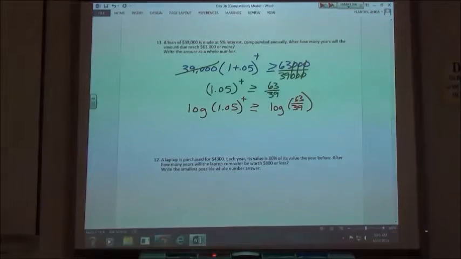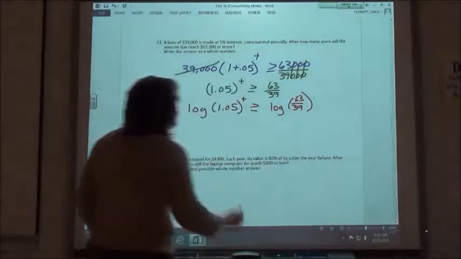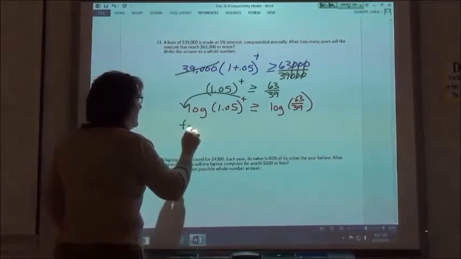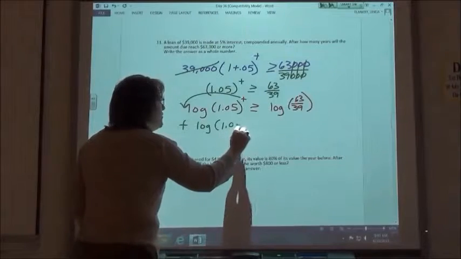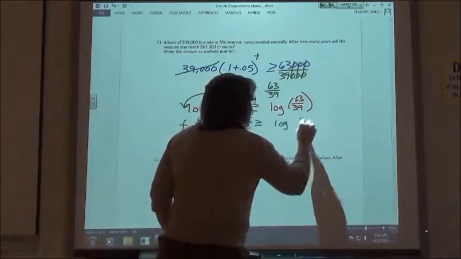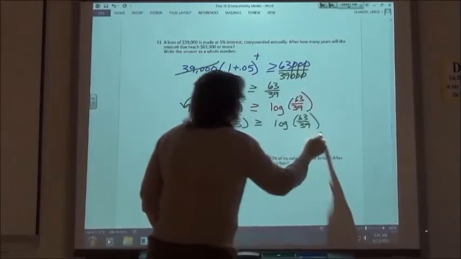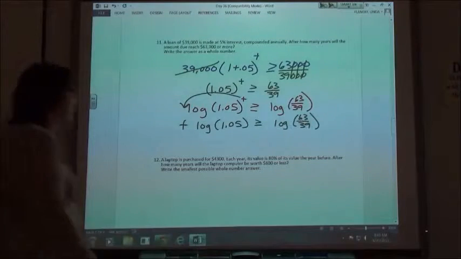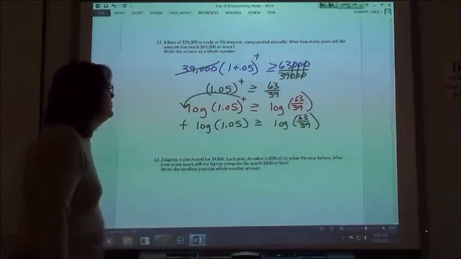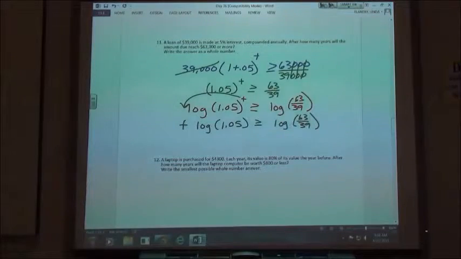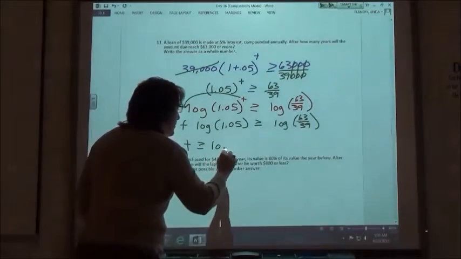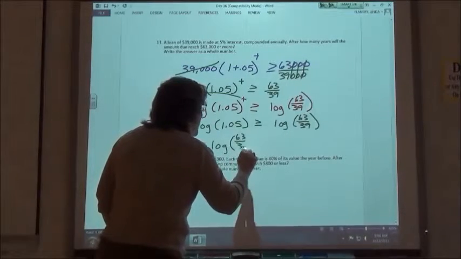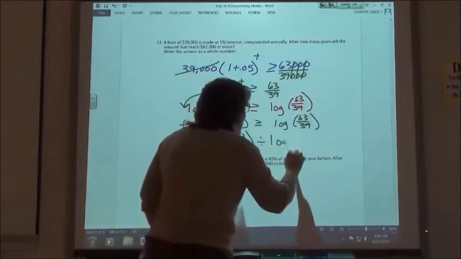Now we can move the t. Now that we've made them into logarithms, we can put the t in front. So t log of 1.05 is greater than or equal to the log of 63/39. And then what do we do to solve that for t? We divide. Log of 63/39 divided by log of 1.05.